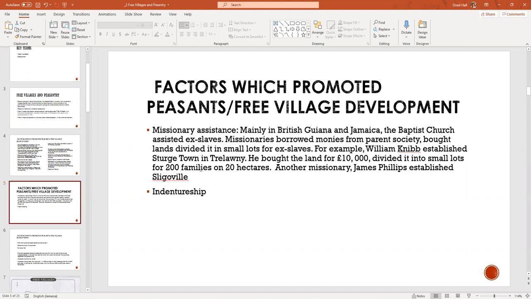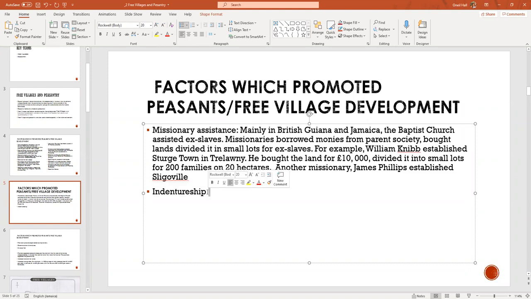So for example, you have Sturge Town in Trelawny that was established by William Knibb. You have James Phillippo that established... And I believe William bought the land for £10,000 and divided it up for 200 families. Jose Marti also acquired means to provide land to ex-slaves.